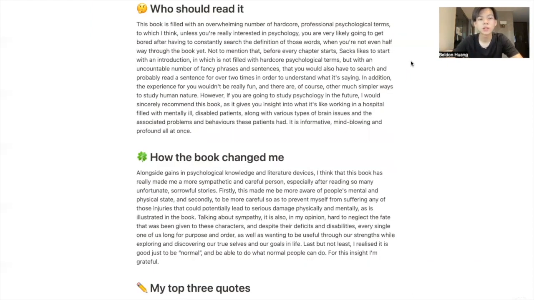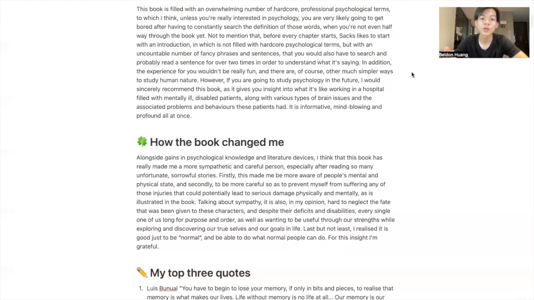So who should read it? This book is filled with an overwhelming number of hardcore professional psychological terms, to which I think, unless you're really interested in psychology, you're really likely going to get bored after having to constantly search the definition of those words when you're not even halfway through the book yet.